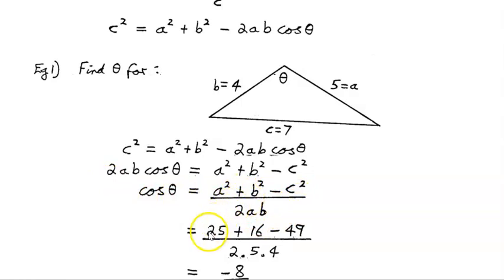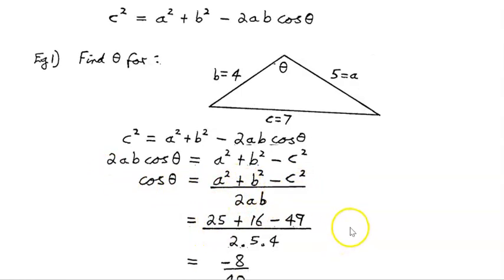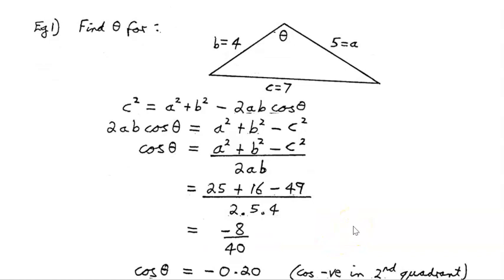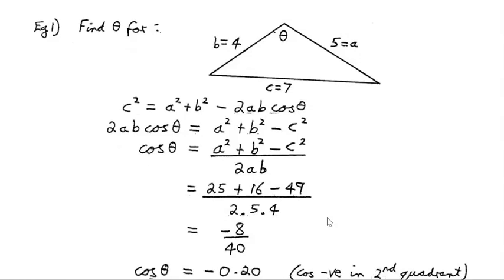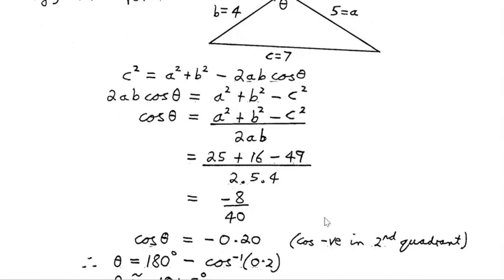All right, now we'll substitute in the values, and we have here 5 squared is 25, 4 squared is 16, minus 7 squared is 49, over 2 times 5 times 4. All right, tidy all that up, sum the numerator, and we'll end up with negative 8 on top and 40 underneath. Okay, as a decimal, that's negative 0.2.